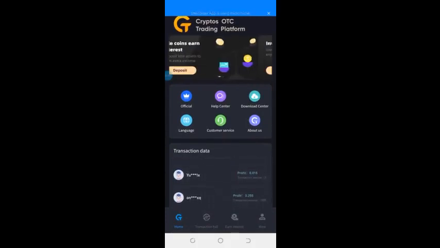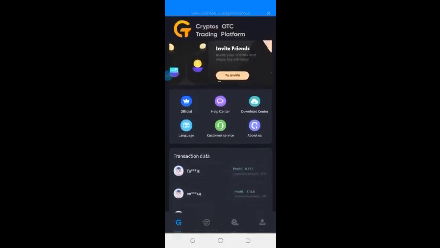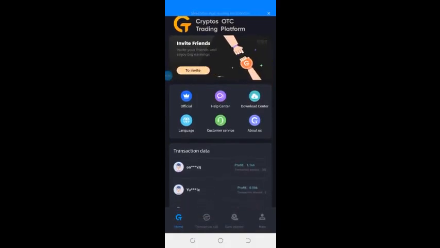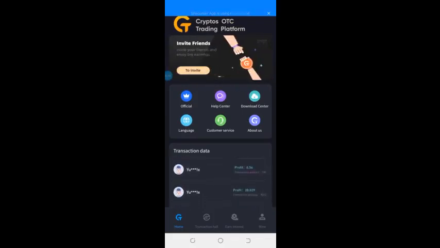So it is a way whereby you buy and sell cryptocurrency, USDT in particular. You make money on a daily basis by this method with this particular platform called Cryptos OTC Trading Platform, that is Cryptos over the counter.